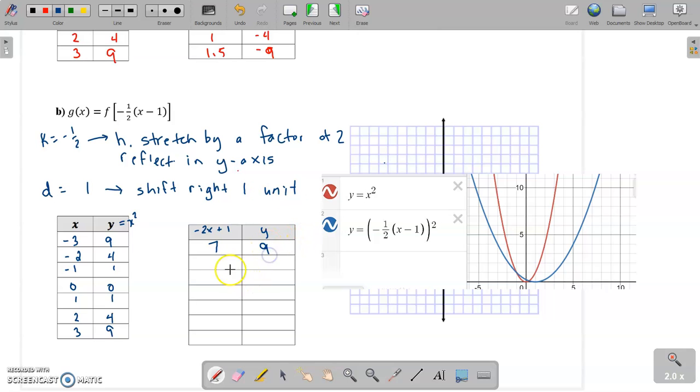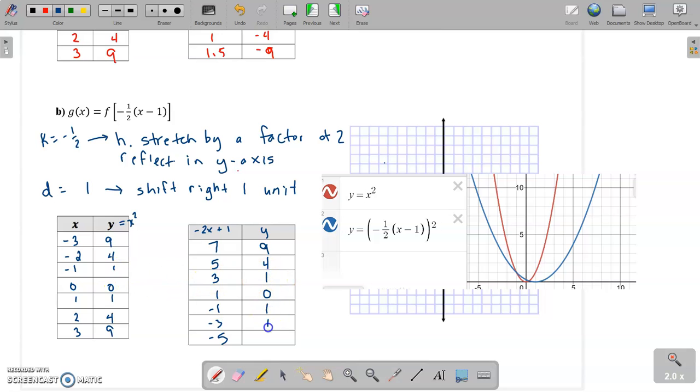So you want to go through and do this for each value. So maybe pause the video and fill out the table. All right, welcome back. And you can see this point gets transformed to 7, 5, 3, 1, -1, -3, -5. And you can just say there's no change in the y values. So I'm just going to recopy these values.